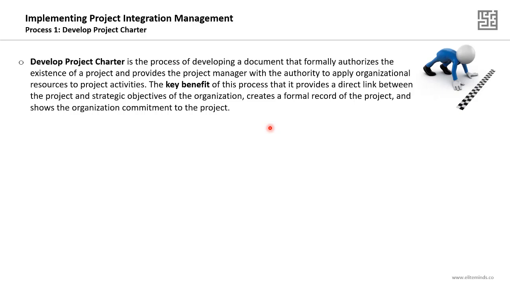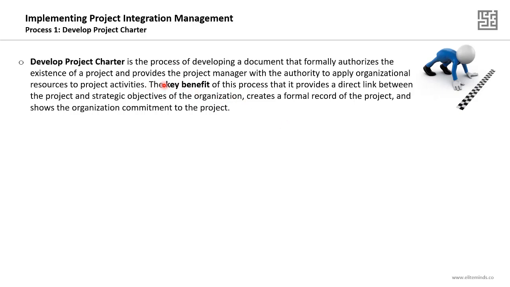It's the process of developing a document that formally authorizes the existence of a project and provides the project manager with the authority to apply organizational resources to the project objectives. The key benefit of this process is that it provides a direct link between the project and the strategic objectives of the organization, creates a formal record of the project, and shows the organization's commitment to the project. And this is what I mean when I say consider the charter as an internal agreement. It shows the organizational senior management's commitment toward your project.